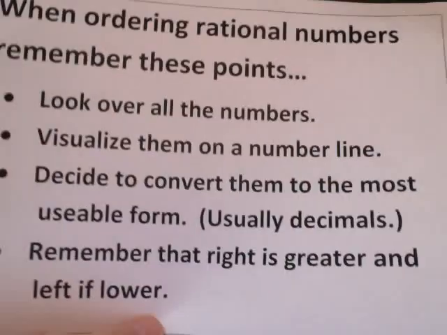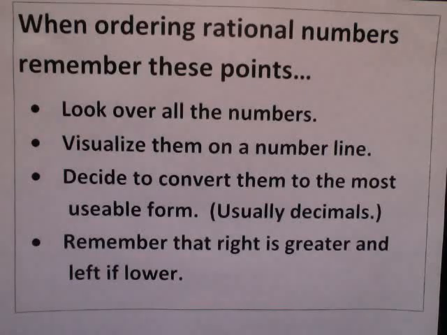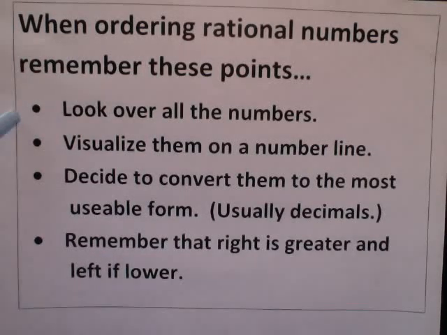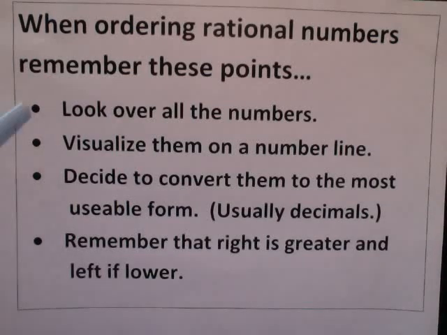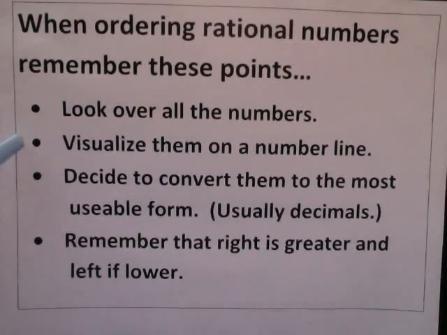Okay, when ordering rational numbers, here are some points to remember. First of all, look over all the numbers. Usually, if you look over the numbers, you can figure out a whole lot about where they are in terms of greater than, less than, and on the number line. So first of all, look at your numbers carefully. Then visualize them on the number line. Usually, you can eliminate the greatest and the least just by looking at where they are on the number line.